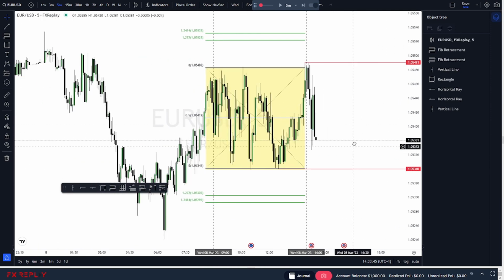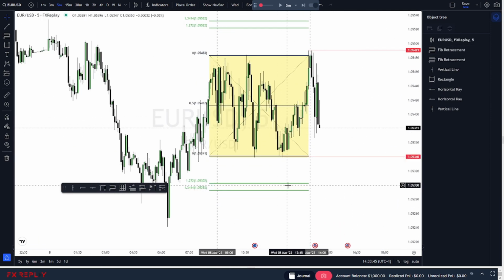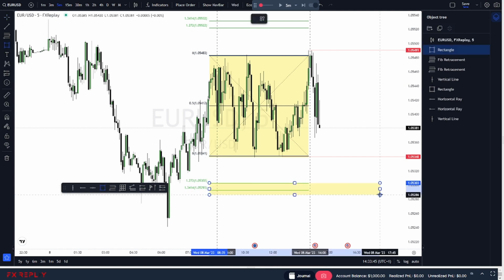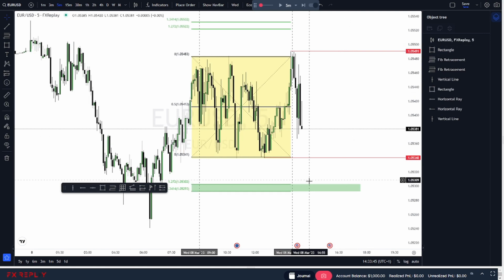So let's say it sweeps that low, but doesn't go into this area, and this is in your trading plan. Then you simply don't take the trade. You only take it if it matches your trading plan.